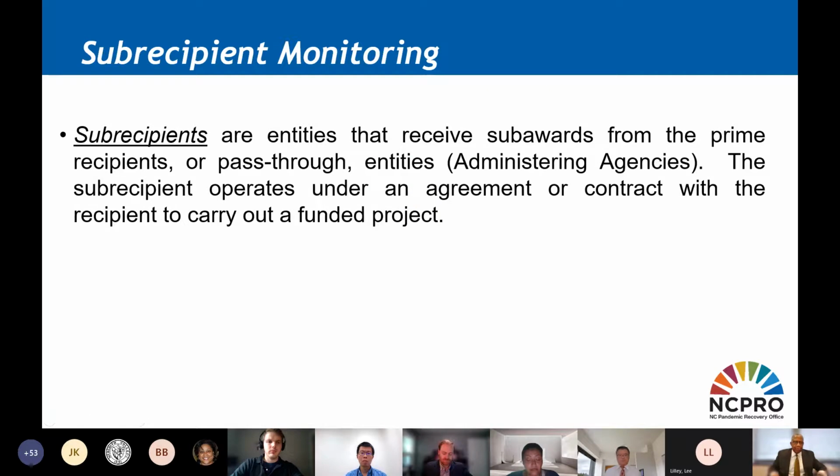What's a subrecipient? Well, subrecipients are entities that receive the subawards from the prime recipients, or you may call us pass-through or administering agencies. But subrecipients receive that money, and the subrecipients operate under an agreement or contract with the recipient to carry out a specified project or the activity. Next slide.